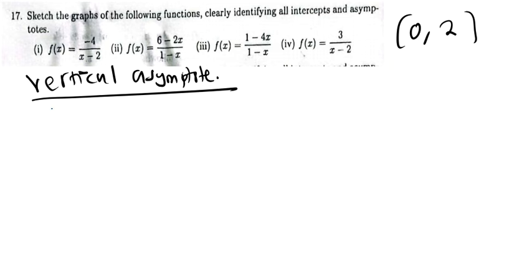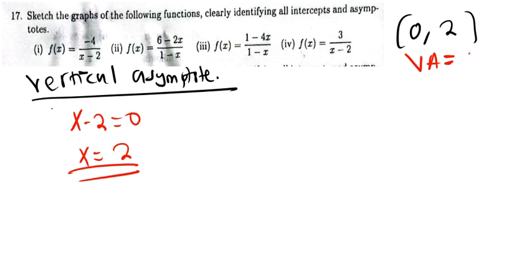get the denominator set equal to 0. So for x minus 2 is equal to 0, x is equal to 2. My vertical asymptote is at 2. That is x is equal to 2, in short.